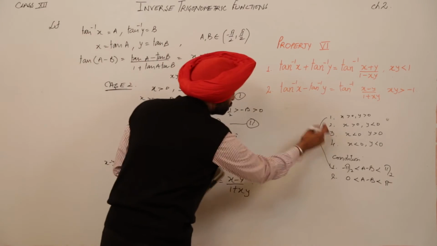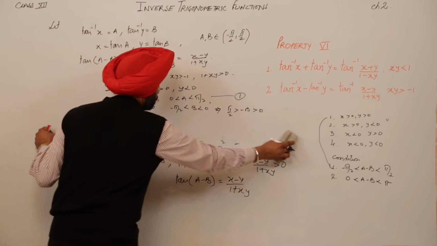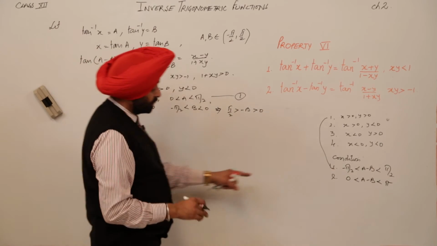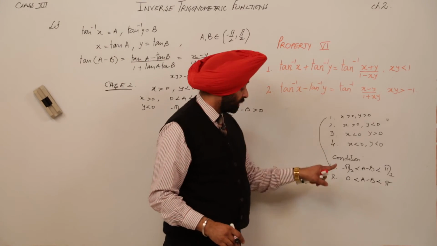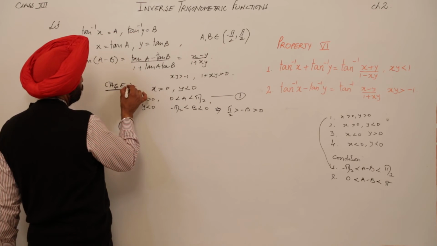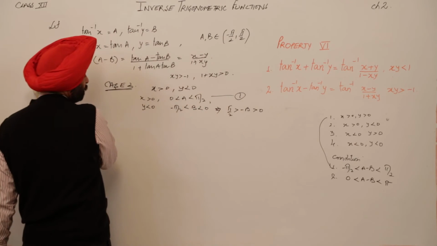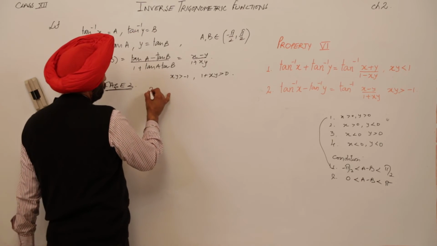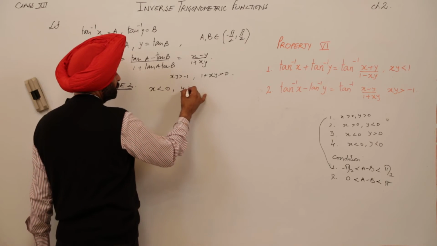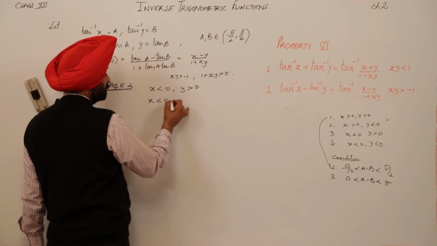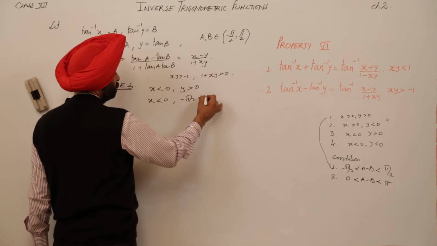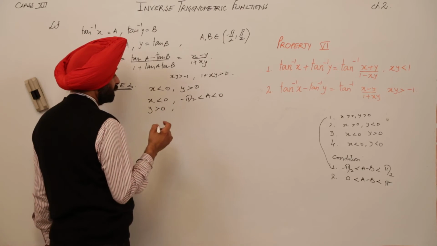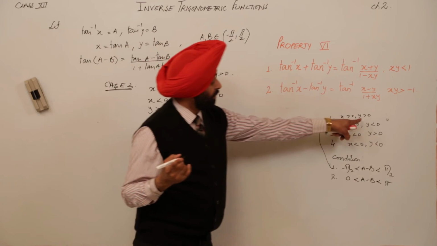Now let's start with case 3. That's why I have written here the situations, the results that we are getting. For case 3, x is less than 0 and y is greater than 0. Now when x is less than 0, we have minus pi by 2 is less than a is less than 0. When y is greater than 0, you did that in the first part.